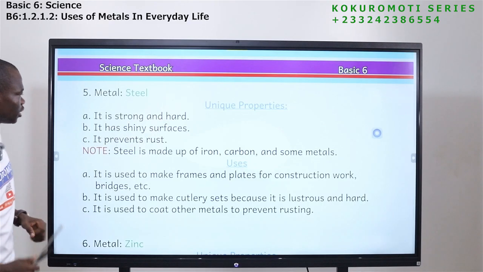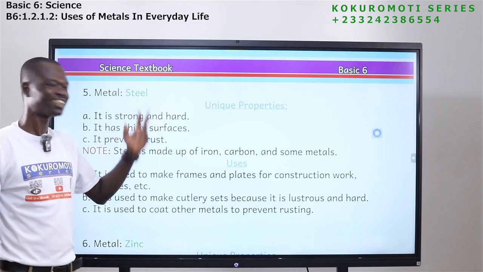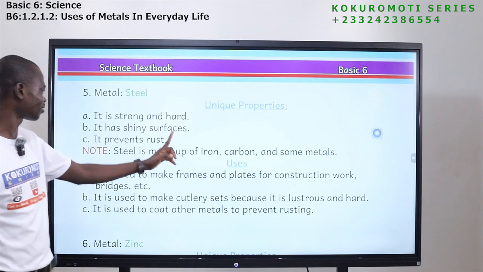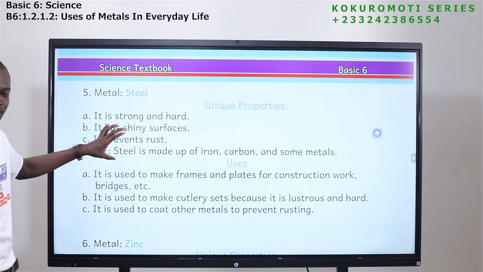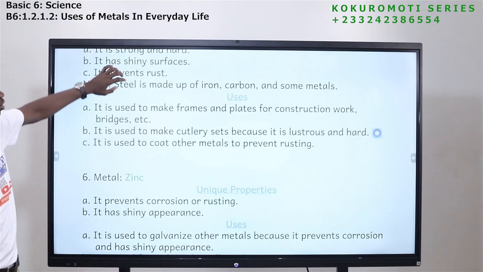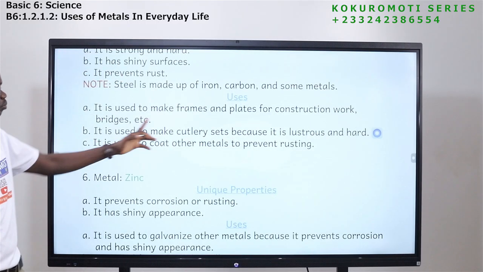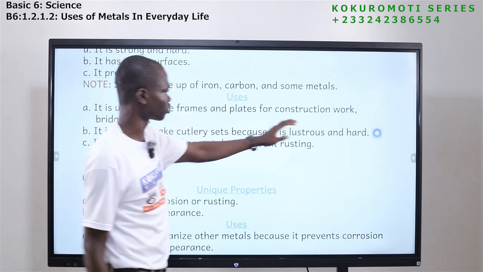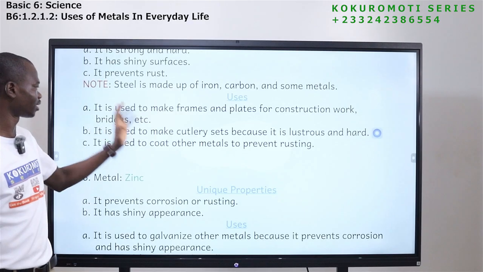So look at the unique properties. It is strong and hard because of iron. It has shiny surfaces and it prevents what? Rusting. So these are the unique properties of steel. So let's look at the uses. Because of these properties, steel is used to make frames and plates for construction work, bridges.